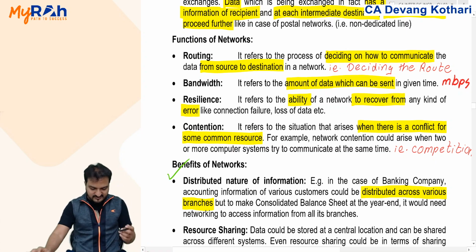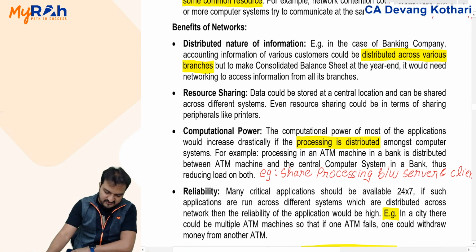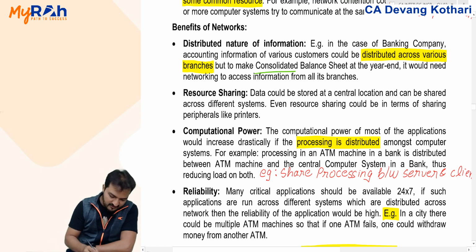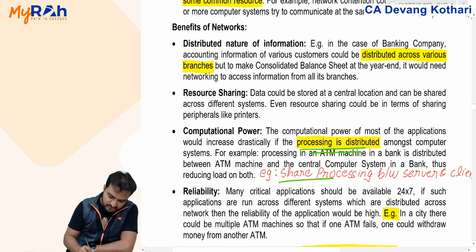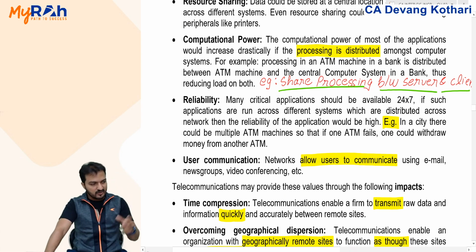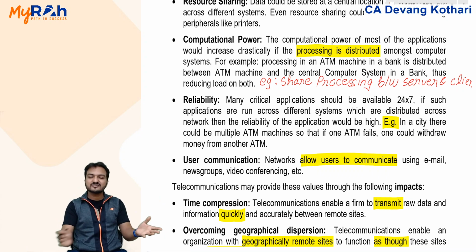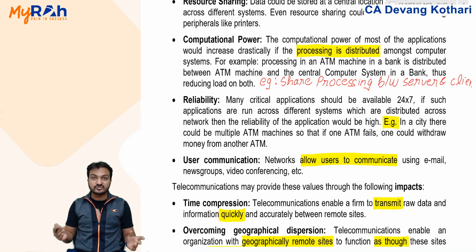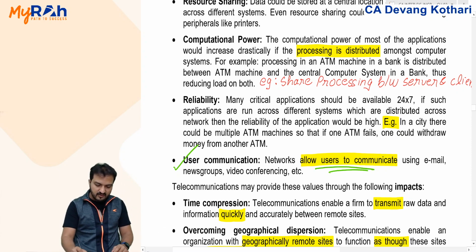Benefits of networks: distributed information. All the information distributed across various branches can be consolidated together. Resource sharing, yes, sharing of resources we learned. Better computational power, because processing power is also distributed. Because of networks, you can share processing between server and client. Reliability: if one machine is not working, you can use another machine. If one ATM machine does not have cash, you can go to another machine to get your cash, so reliability is maintained. User communication: it allows users to communicate with each other.